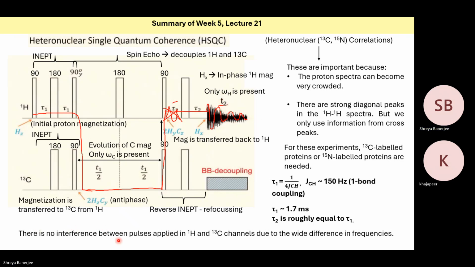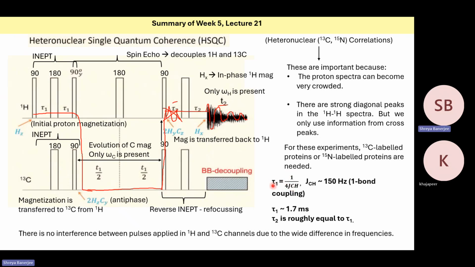Now, between the pulses applied in the 1H and 13C channels, there is no interference because there is a wide difference in frequency between 1H and 13C. If you remember the 1D spectra of 1H, it was around 0 ppm to maximum 12 or 13 ppm. Whereas in 13C, the range was much larger. It went up to 180, 190 ppm. So clearly, the frequencies are also very much different in 1H and 13C. And so you can selectively apply pulses either in the 1H channel or the 13C channel.